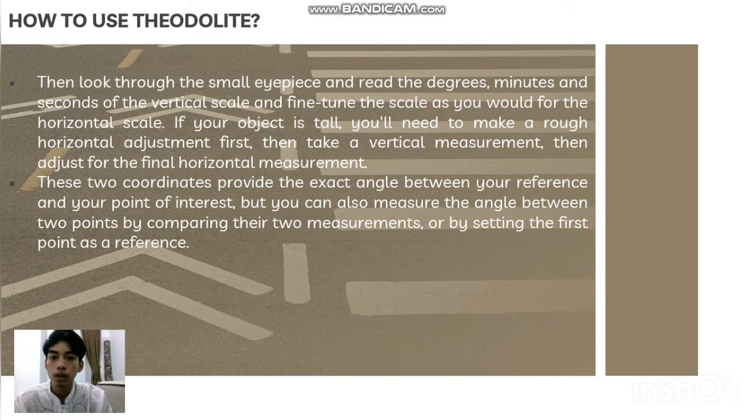If your object is tall, you'll need to make a rough horizontal adjustment first. Then take a vertical measurement, then adjust for the final horizontal measurement. These two coordinates provide the exact angle between your reference and your point of interest. You can also measure the angle between two points by comparing their two measurements, or by setting the first point as a reference.